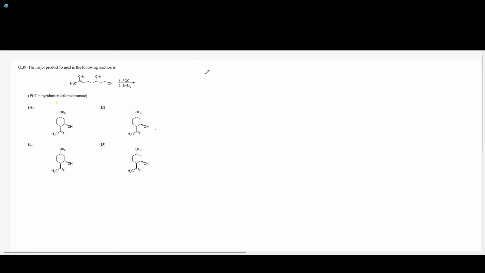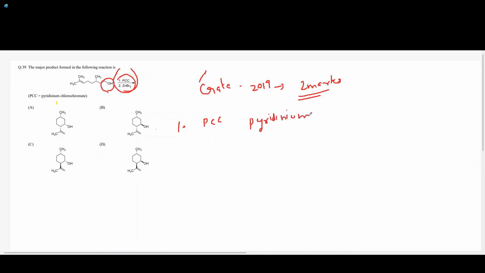So good evening everyone. Today we are going to solve one of the GATE 2019 questions. This one carried 2 marks. As I say, first we need to know what all the reagents are and what the functional group is here. So the first reagent is PCC. PCC is basically pyridinium chlorochromate.